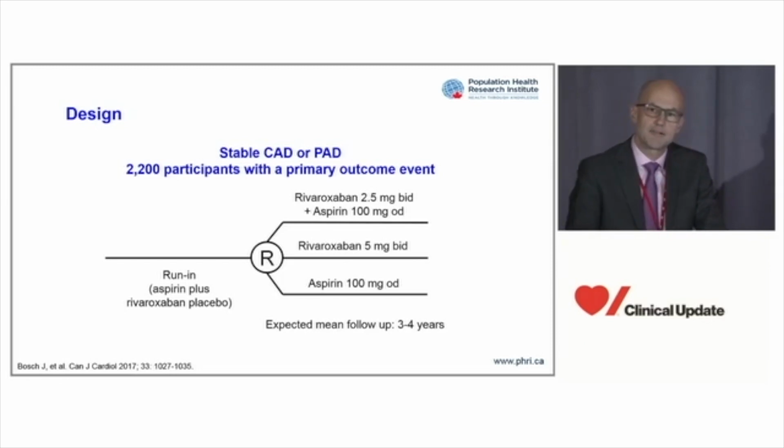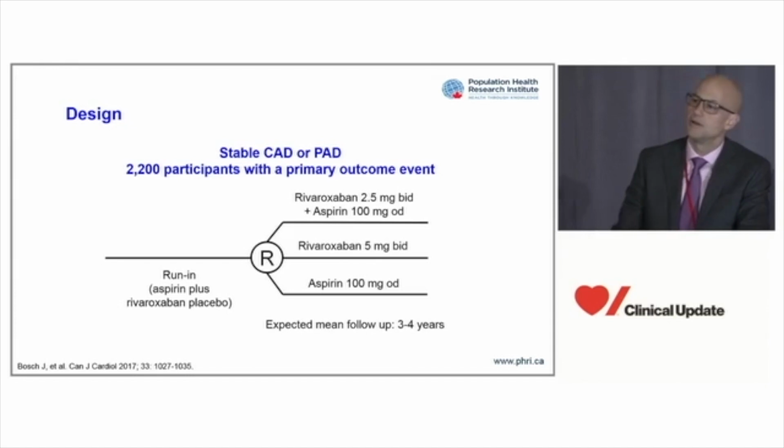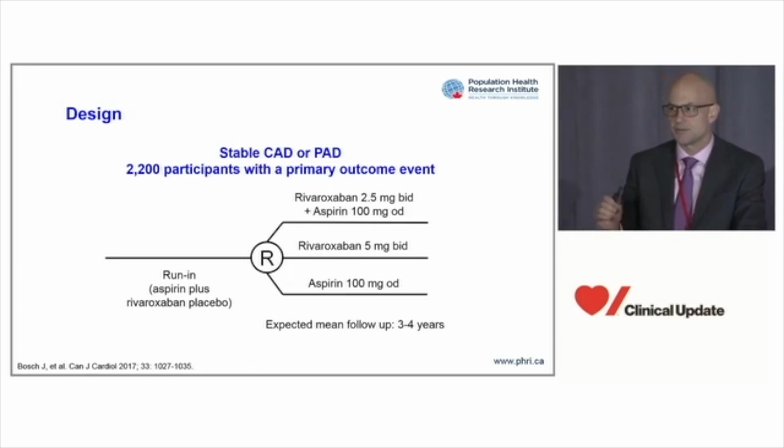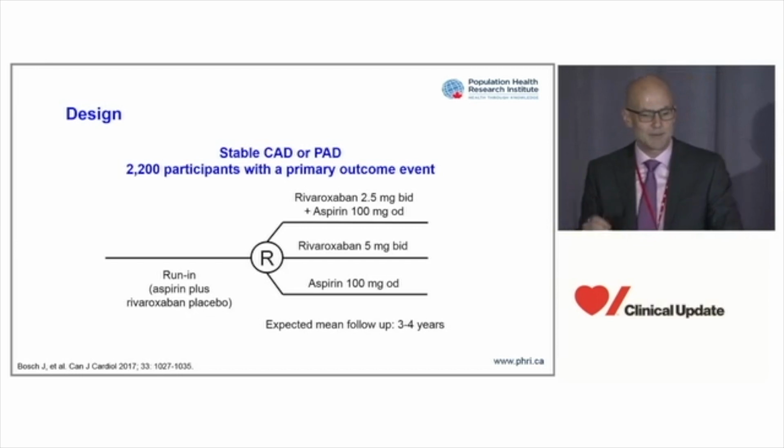Rivaroxaban 5 milligrams twice daily, the prophylactic dose, and dropping aspirin, or aspirin alone. In a second factorial randomization, we tested proton pump inhibitors to prevent GI bleeding. A little bit more on that later.